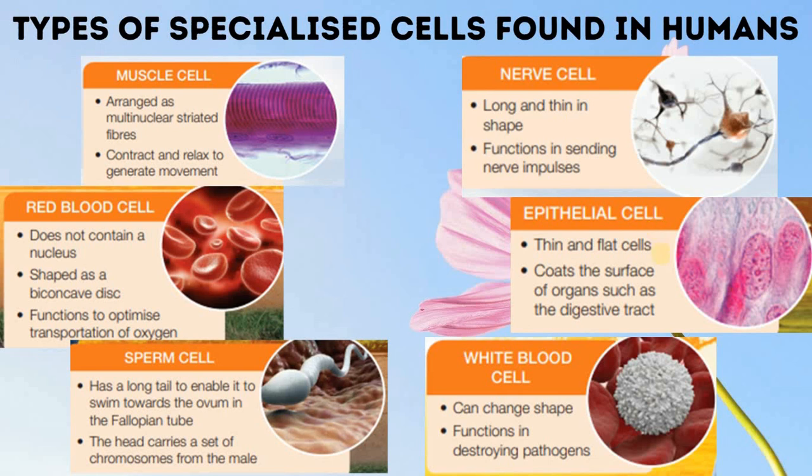Okay, next we go to the white blood cell. White blood cell can change shape, and the function is to destroy pathogen. What is pathogen? Pathogen refers to the bad microorganism that causes disease. Okay, for example, virus. Alright, so these are the 6 types of the specialized cell found in the human, and then you should remember the function.